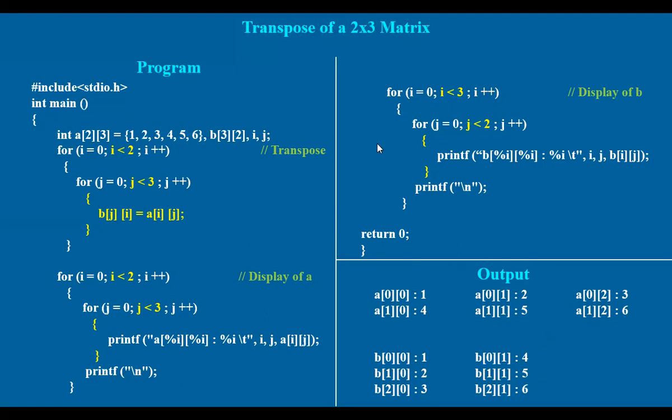So like this, you have to be careful when the rows and columns are not equal. If they are equal, it's well and good, no problem. Whether you have 2 here or 2 here, it doesn't matter. But when it comes to different values, you need to be careful in displaying the values.